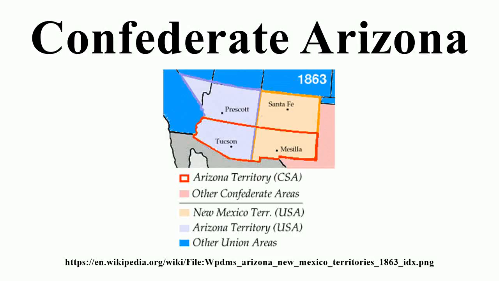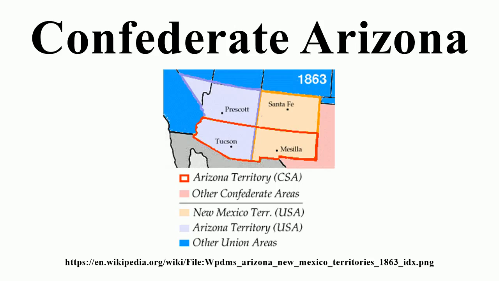Confederate Arizona was a territory claimed by the Confederate States of America during the American Civil War, between 1861 and 1865. It consisted of the portion of the New Mexico Territory south of the 34th parallel north, including parts of the modern states of New Mexico and Arizona. Its capital was Mesilla along the southern border.